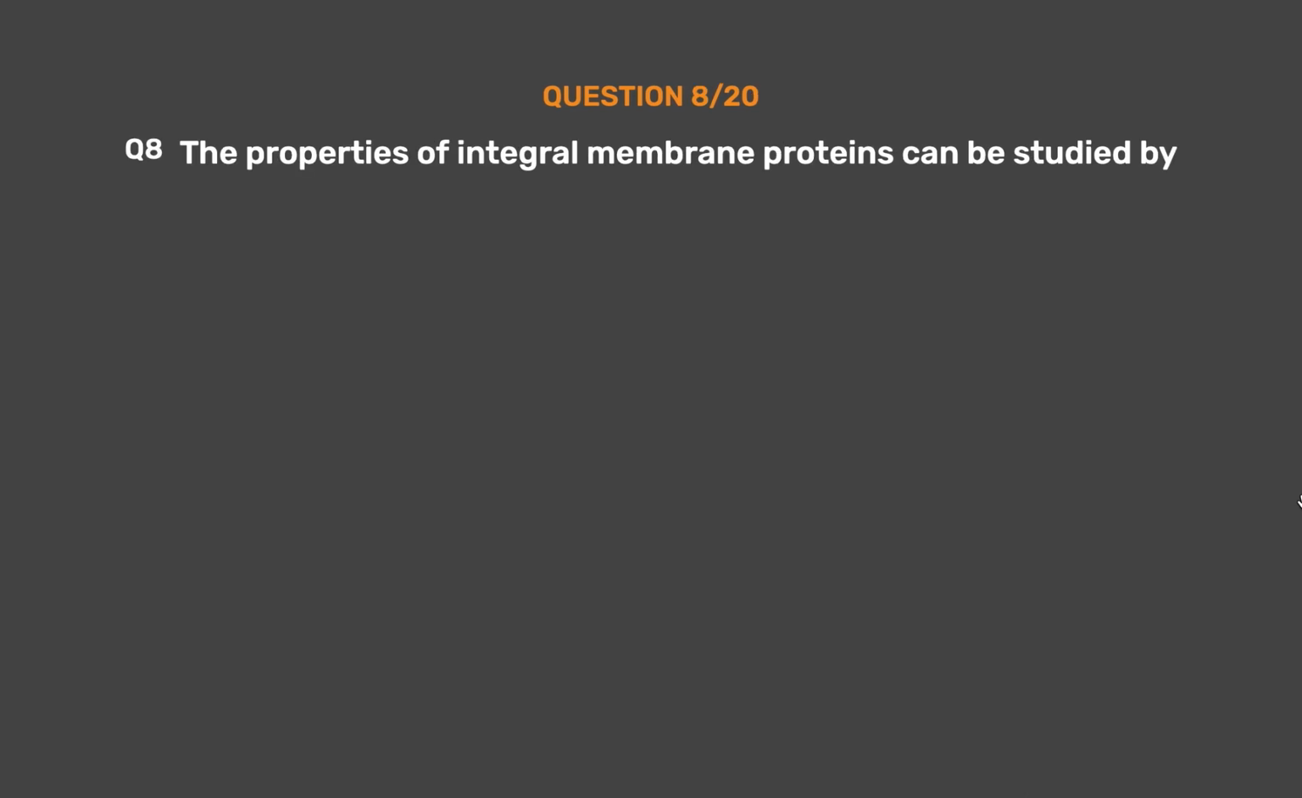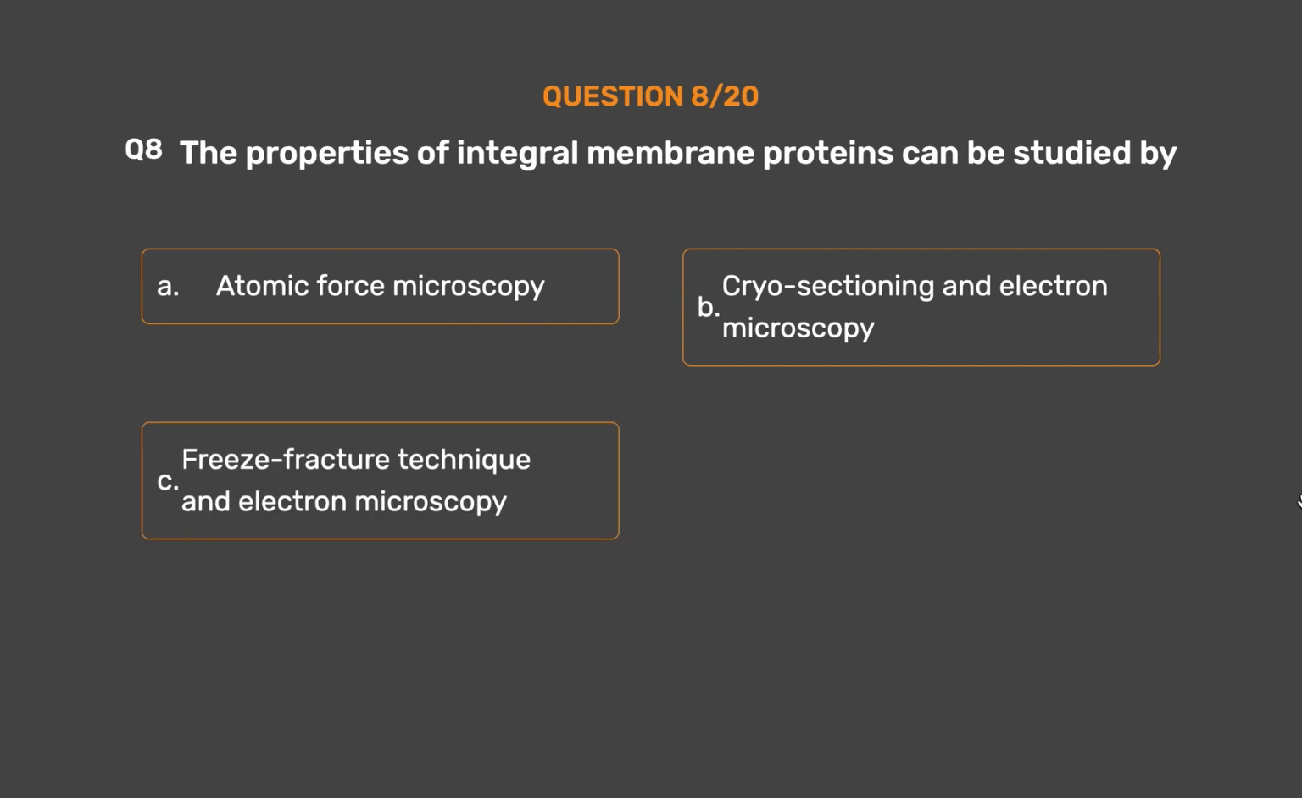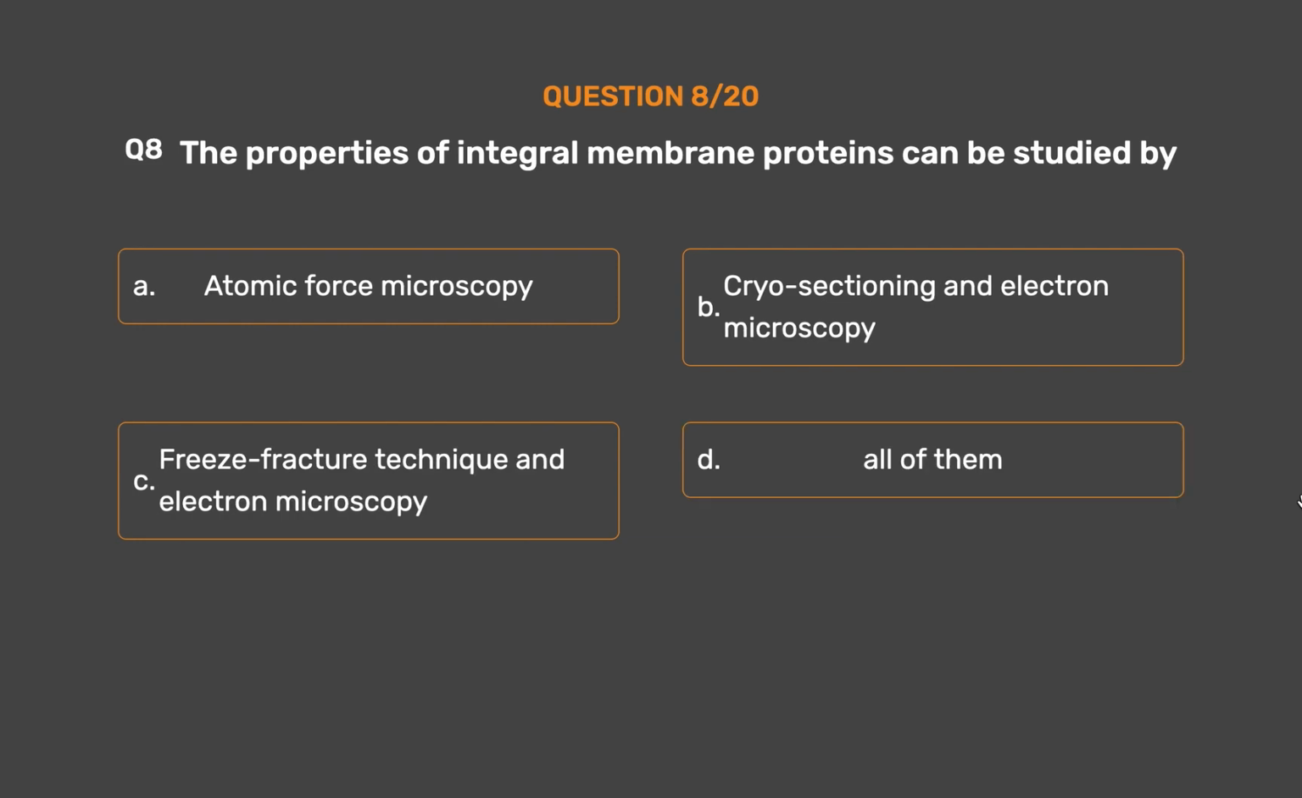Question number 8. The properties of integral membrane proteins can be studied by Option A. Atomic force microscopy. Option B. Cryosectioning and electron microscopy. Option C. Freeze fracture technique and electron microscopy. Option D. All of them. The correct answer is Option C.